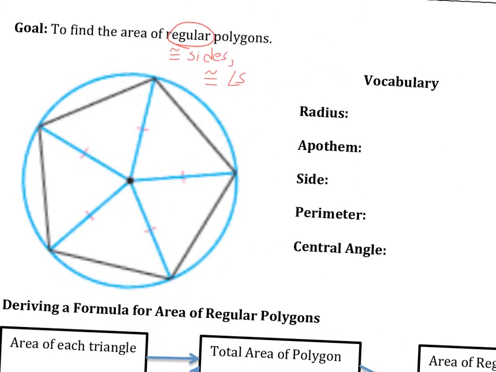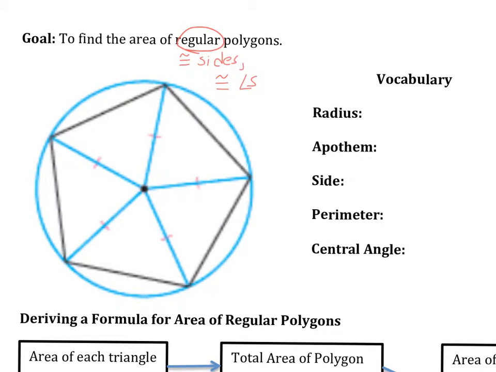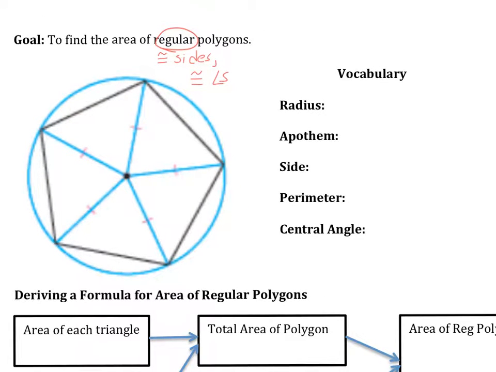All right, so we've got a few pieces of vocabulary that we want to get through and identify, and it's all based around a circle that is what we call circumscribed about the polygon. So notice that each one of my vertices are on the circle, and everything is evenly spaced around.